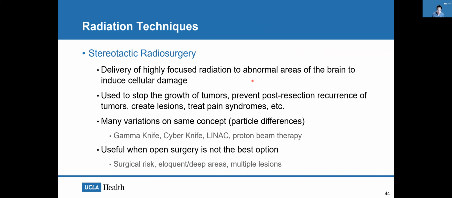Now, radiosurgery can stop the growth of tumors. In the case of meningiomas or benign tumors, it just stuns them and doesn't make them go away. For the most part, it just prevents them from growing larger. But in brain metastases, for example, it does shrink them and make them go away for the most part. There are many variations of the same concept: gamma knife, cyber knife, LINAC, proton beam. They're all brand names for very similar technologies. At UCLA, we have the linear accelerator and some of the newest models, which we can do very amazing things with. And it's useful when open surgery is not the best option.